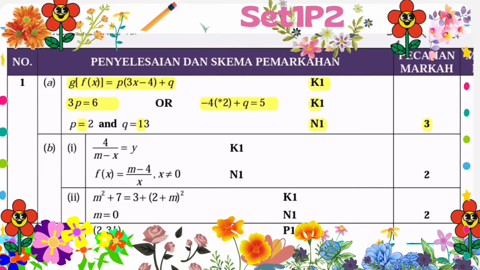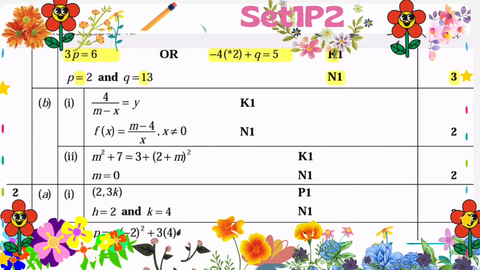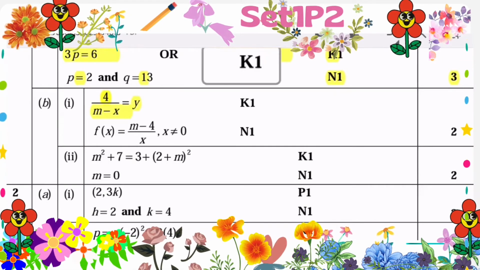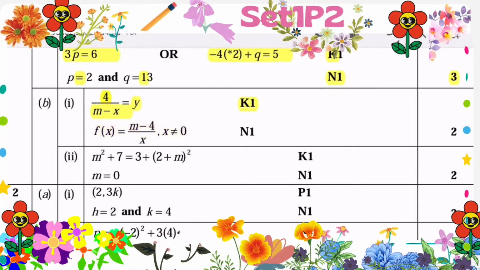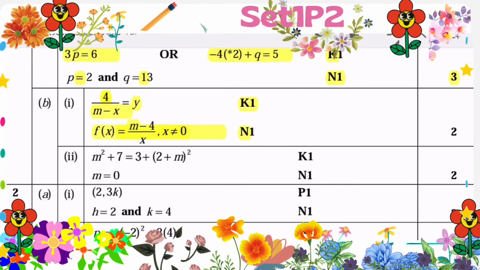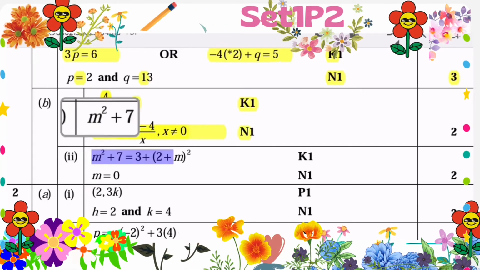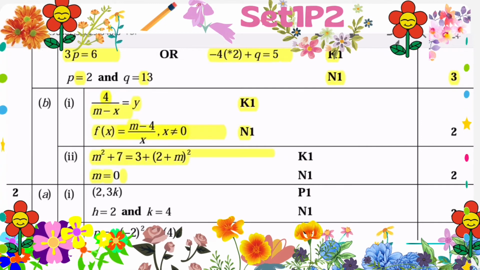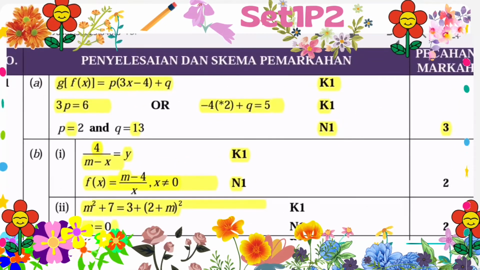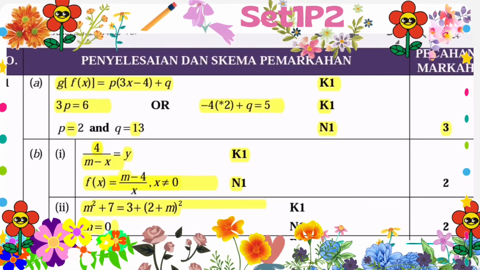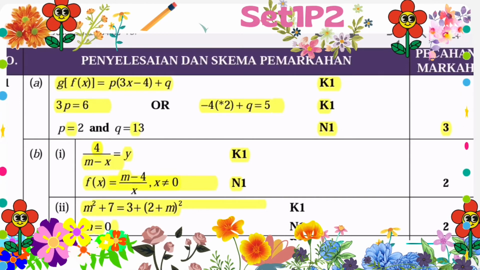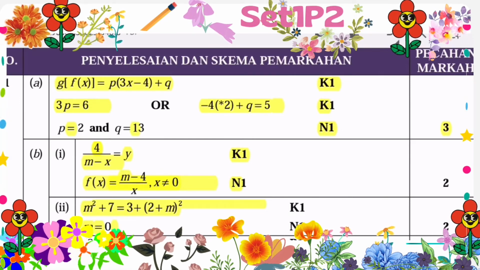Then for part 2, the function that we obtain from the inverse function, and then we will find f(x). Then the denominator is x, so x cannot be equal to 0, and then we have to solve this one, m is equal to 0. Okay, then this one is paper 2, section A, question number 1 on composite function, inverse function, and function.